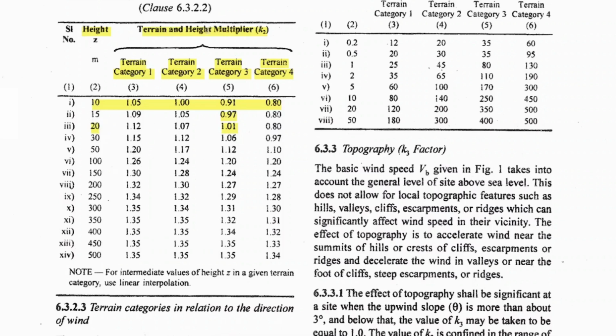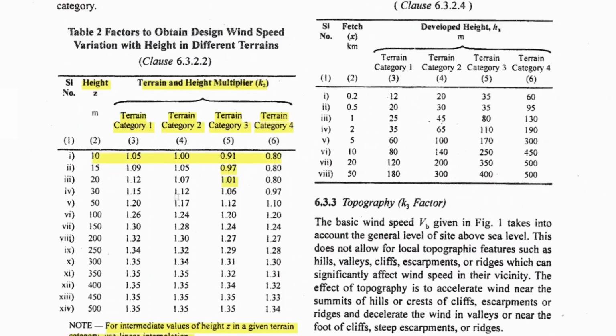So if we want to find the value between 15 and 20, let's say 19.6, then we can find this value using linear interpolation. For intermediate values of the height in a given terrain category, use linear interpolation. So intermediate values can be calculated using linear interpolation. Okay, so now let's move to the terrain category.